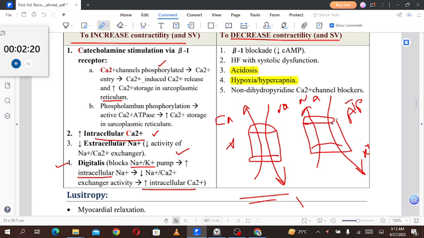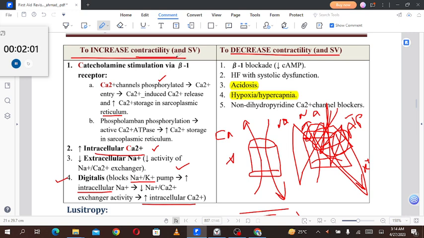Now what is the function of digitalis? Digitalis will block this one. If the digitalis is blocking the sodium potassium ATPase, the gradient of sodium is not established. Resultantly, sodium will not come down the concentration gradient, and the calcium will not be expelled out. And if the calcium is not expelled out, the calcium concentration inside the cell increases, and resultantly the contractility will also increase.